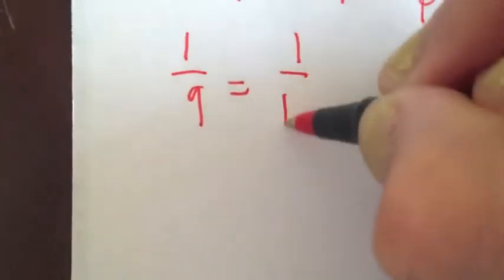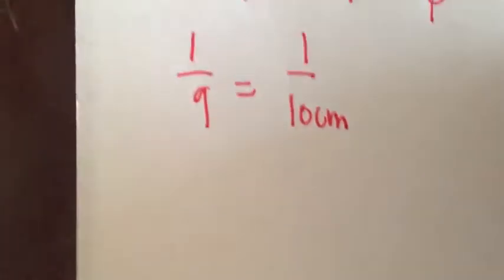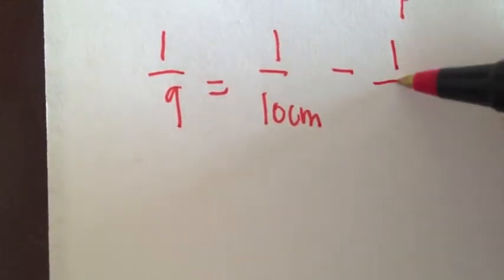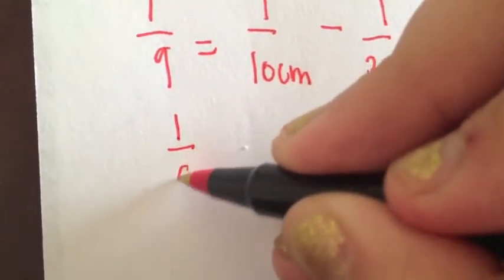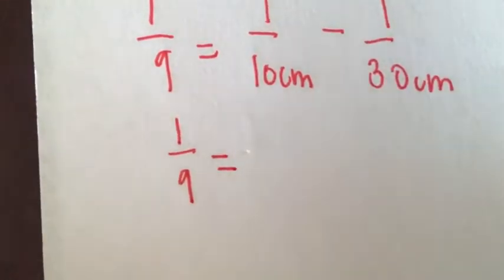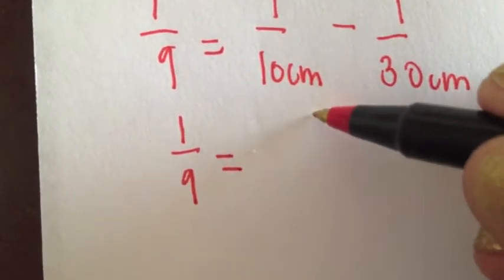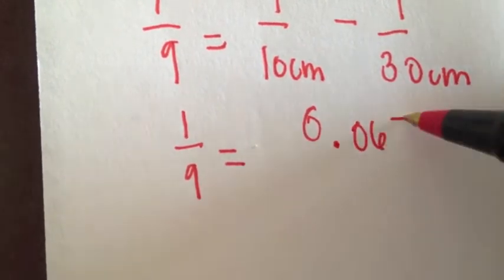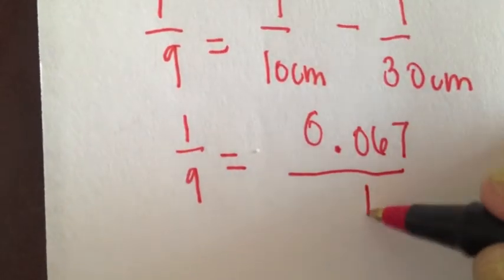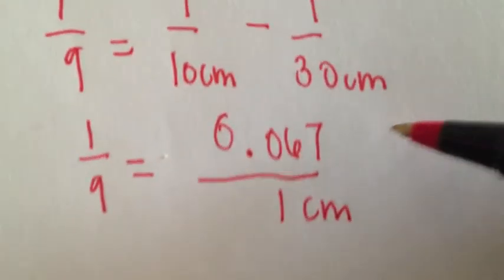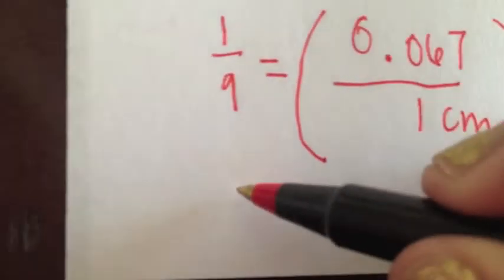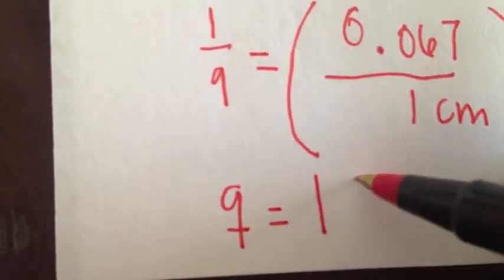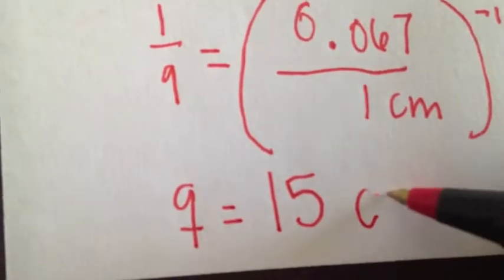So I then write 1 over Q equals 1 over 10 centimeters minus 1 over 30 centimeters, which then I'll have to do the inverse of what I got here, which will end up leading me to 0.067 over 1 centimeter, and then I find the inverse of this function, which will lead me to Q is equal to 15 centimeters.